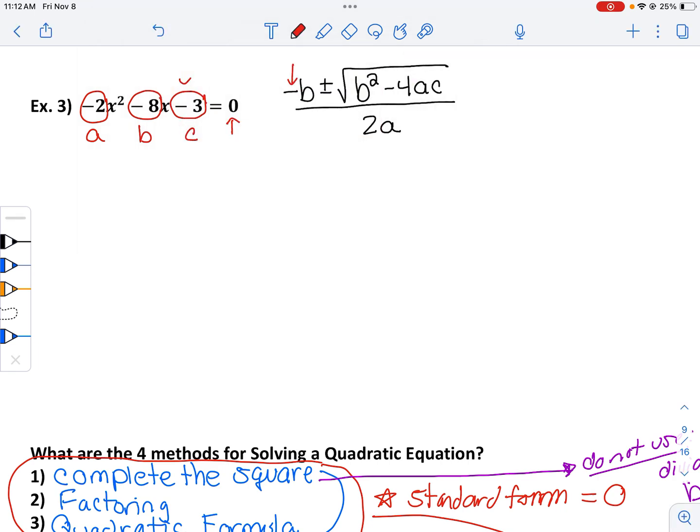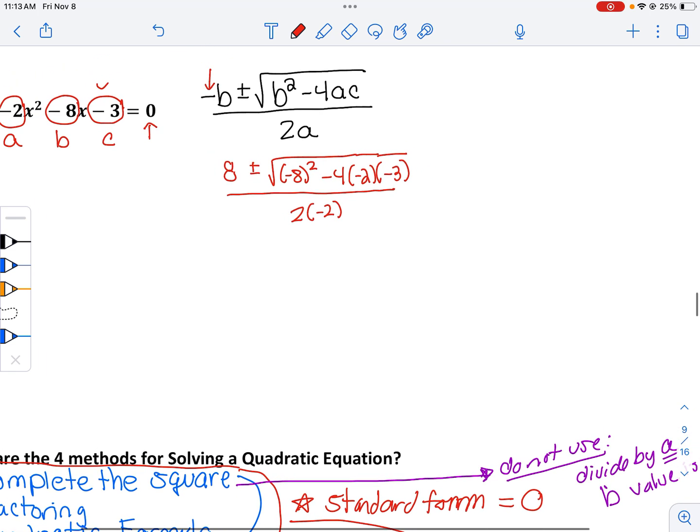So if B is -8, I'm actually going to plug in a +8. Okay, plus minus. In fact, I'm not even going to put the plus there, but it is a positive. I'm going to plug in -8 here, and I'm going to square that. Minus 4 times A, -2, times C, -3, all over 2 times A, -2.